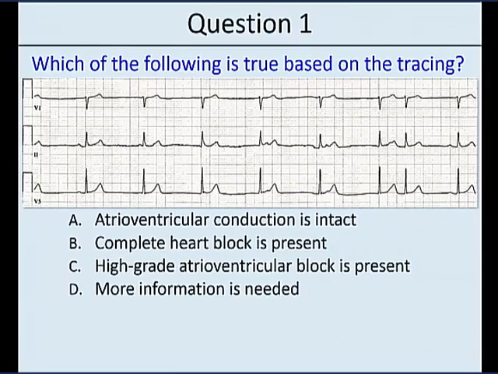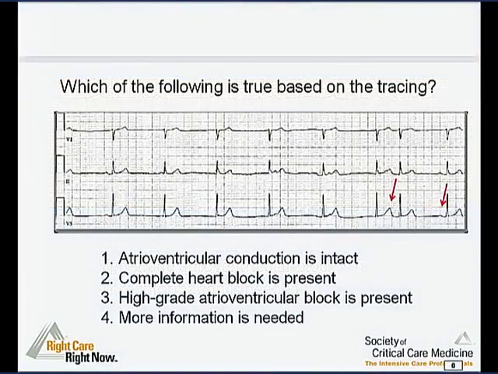Okay, question here. And do we have this for ARS? Yes, okay. All right, so first question. Based on this tracing alone, is atrioventricular conduction intact? Is complete heart block present? Is high-grade AV block present? Or one of my favorite answers, more information is needed.